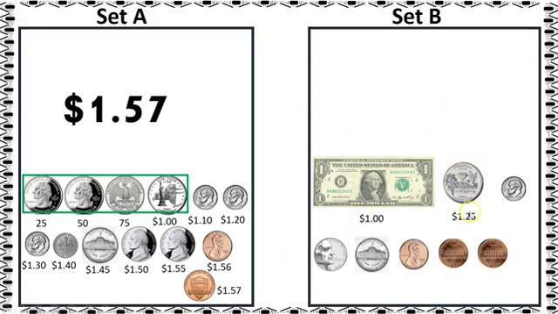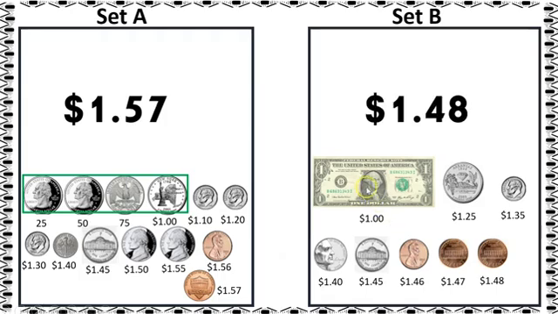So $1.25. Now I can skip count by tens because I have a dime, $1.35. My nickels are worth 5 cents, $1.40, $1.45, and then by ones, $1.46, $1.47, and $1.48. Since $1.57 is the greater value, my alligator is going to eat that. So $1.57 is greater than $1.48.